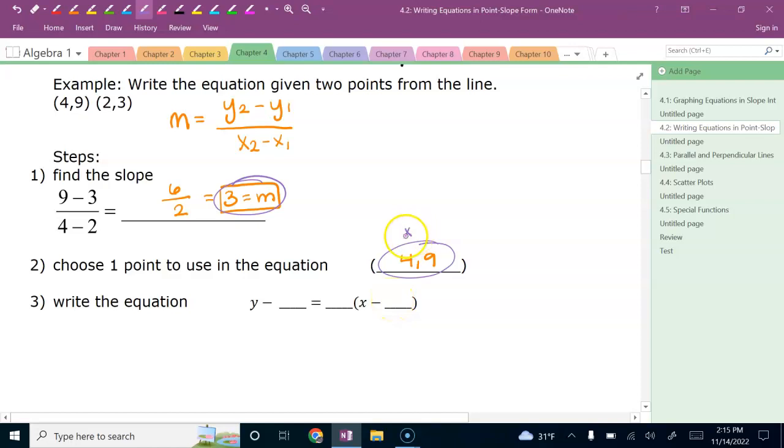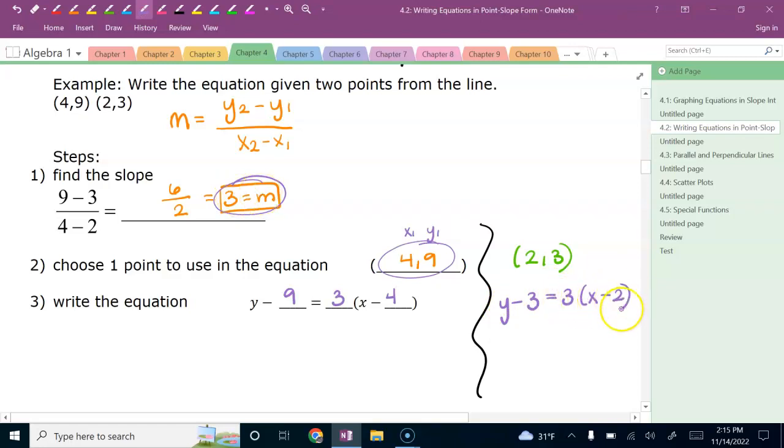So remember, this would be your x1, y1. So we do y minus the 9 equals 3 goes in for slope, and then x minus 4. And that would be your equation. Now, if you had chosen the other point, so let's say instead you wanted to use the point (2, 3), then your equation would look like y minus 3 equals, still using this 3 for the slope, and then x minus 2.